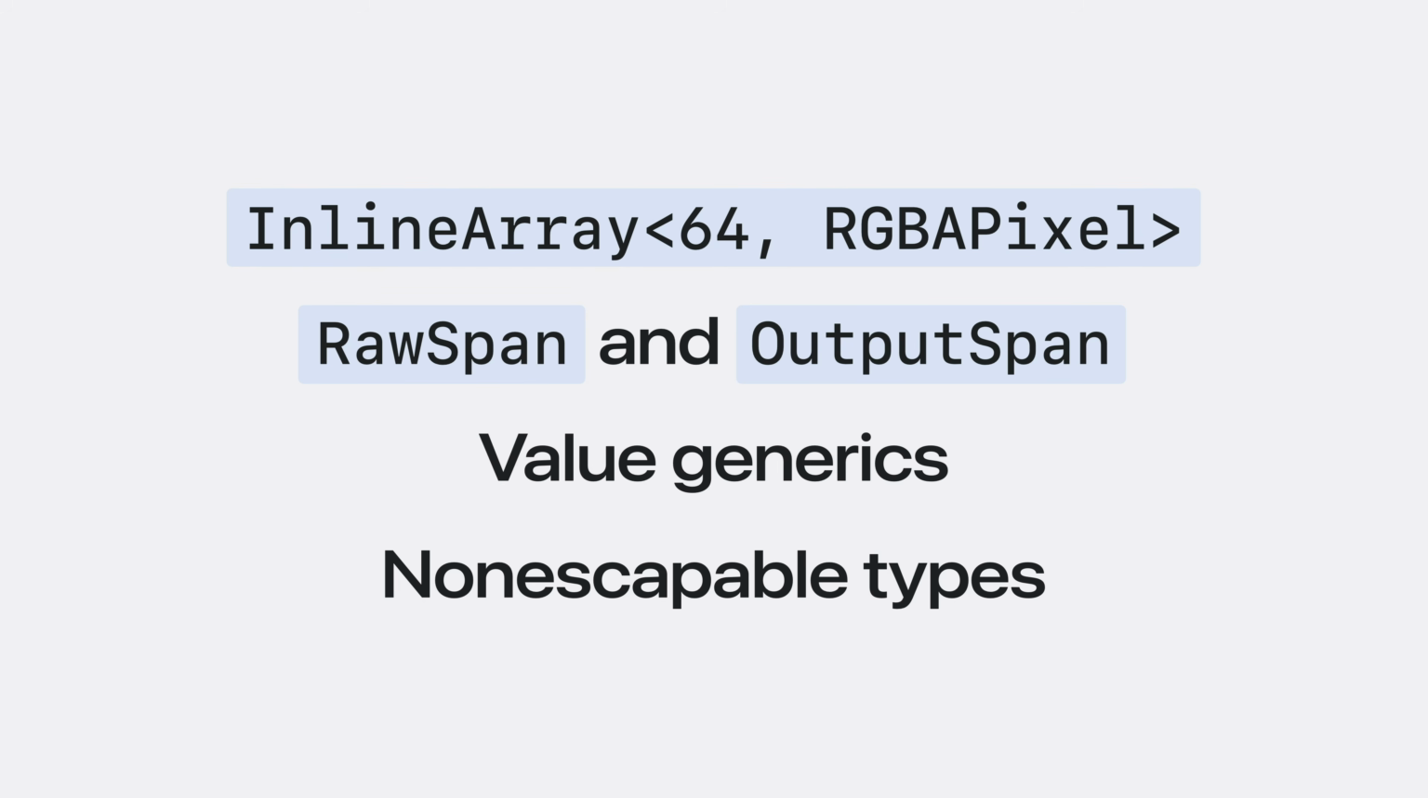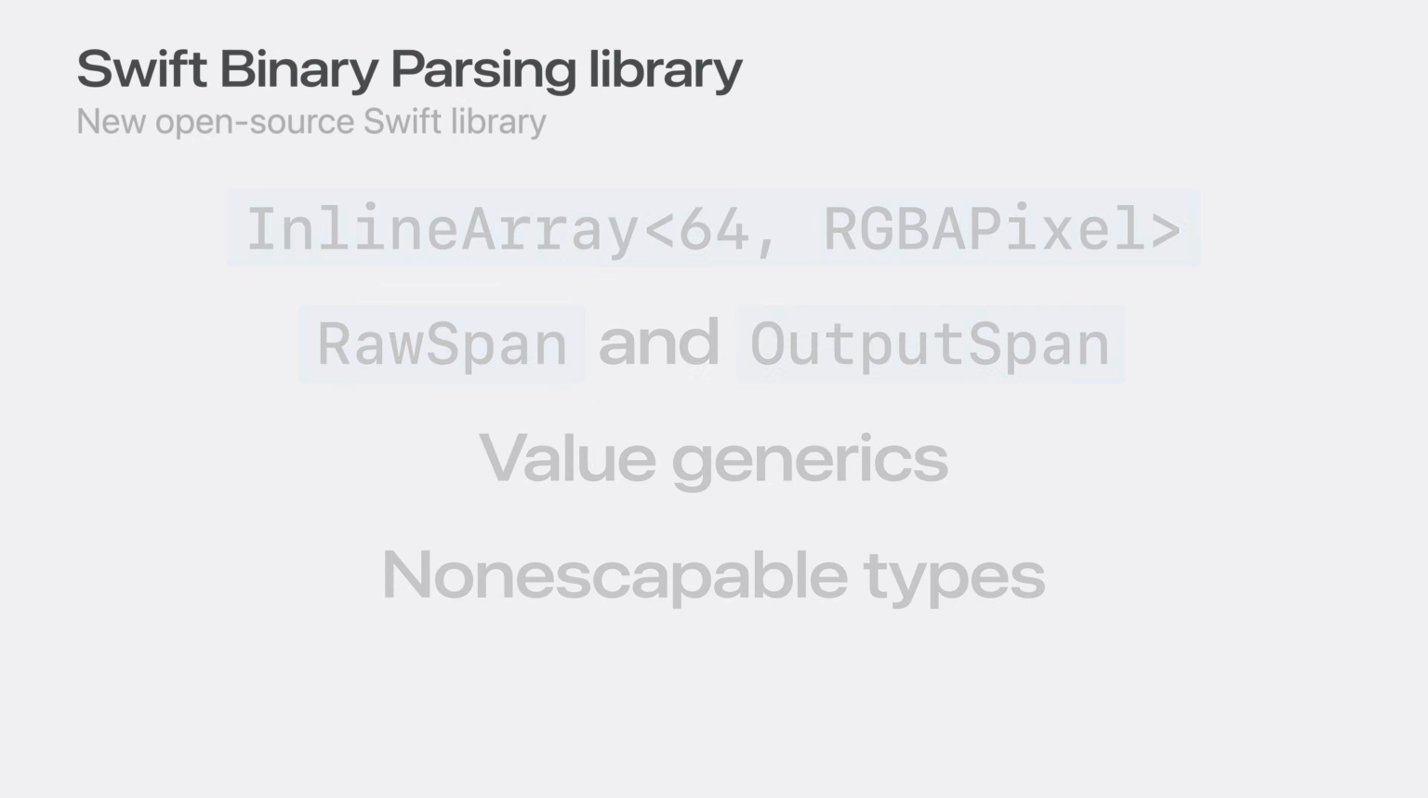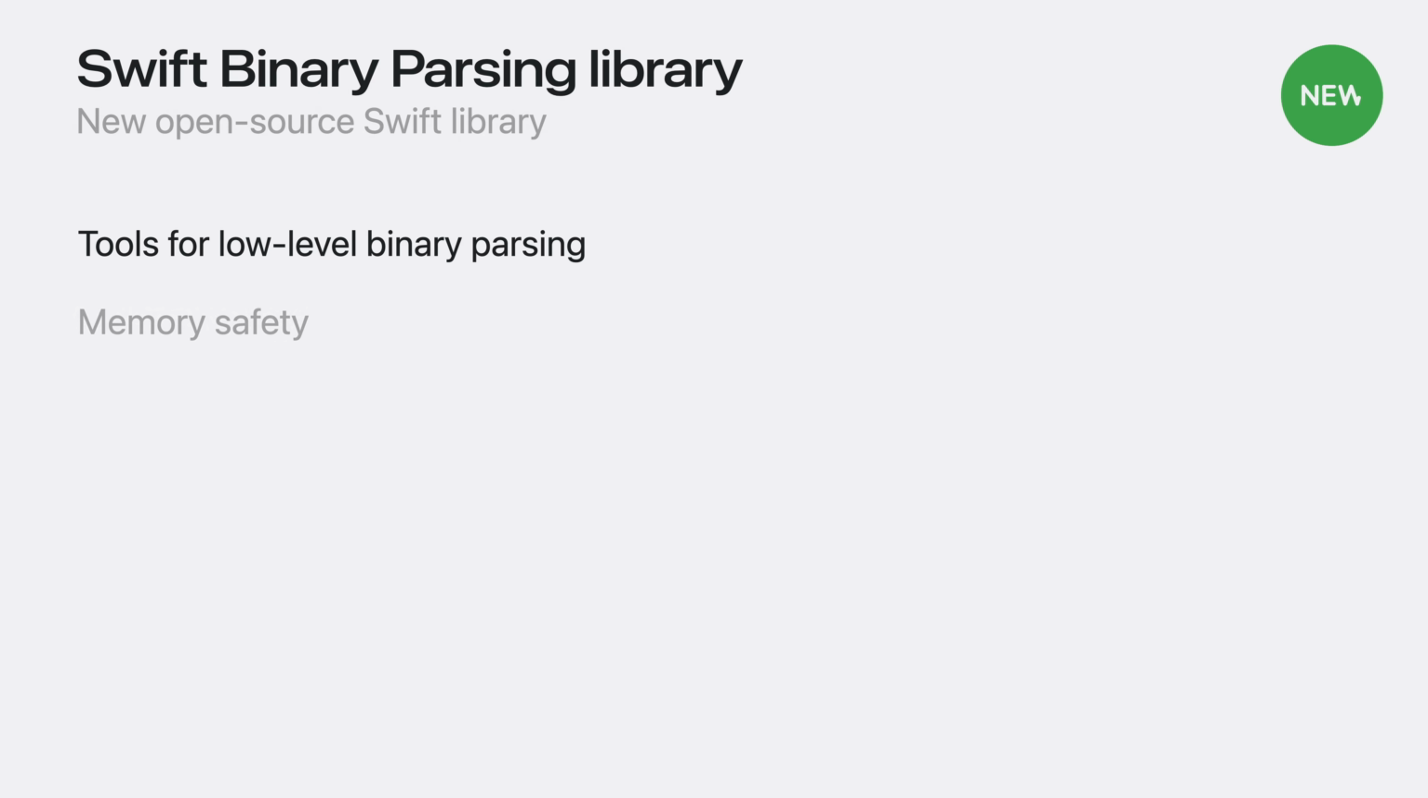We'll use all those new tools to eliminate retains and releases, exclusivity and uniqueness checks, and other extra work. I'll also debut a new open source library that uses all these tools to make writing binary parsers fast and safe. It's called Swift Binary Parsing. The library focuses on speed and provides tools for managing several different kinds of safety.